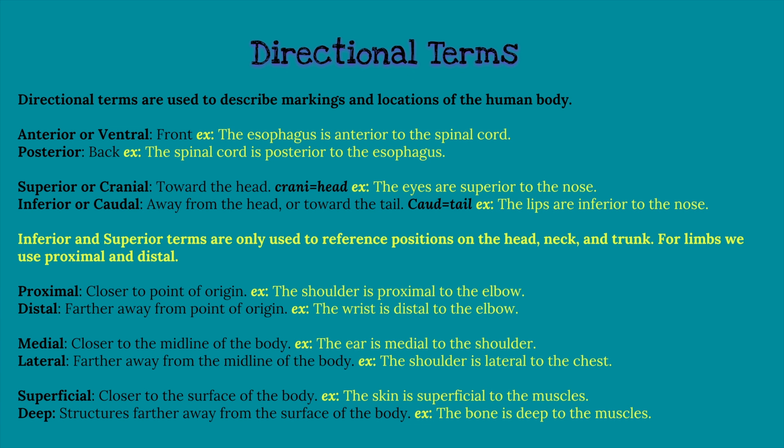Superficial means closer to the surface of the body. For an example, the skin is superficial to the muscles. Deep references structures farther away from the surface of the body, and an example of this would be the bone is deep to the muscles. The bone is farther away from the surface of the body, whereas the muscles are closer than the bone to the surface of the body.